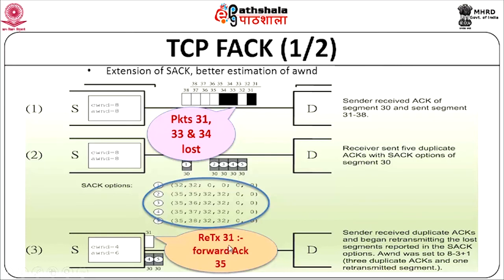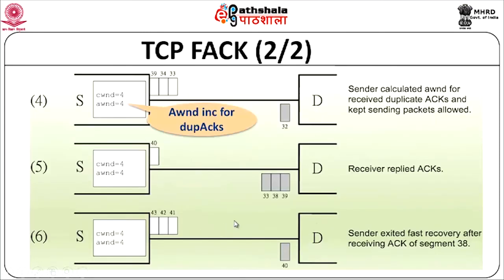for 3 duplicate ACKs. So when it receives that ACK for 35, it knows it can retransmit 31, so it retransmits 31. Once 31 is retransmitted, your window size is also incremented for the duplicate ACKs that you receive and you can continue transmission. And then you exit the fast recovery phase once you get back the acknowledgements for the last packet in that block that you have transmitted. So this is basically how the TCP forward recovery mechanism works.